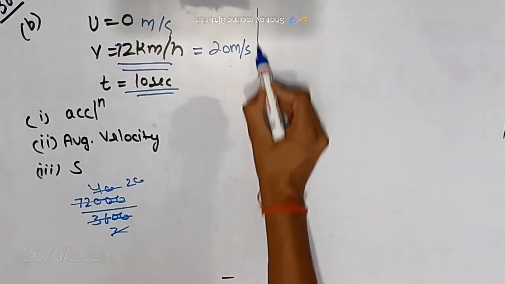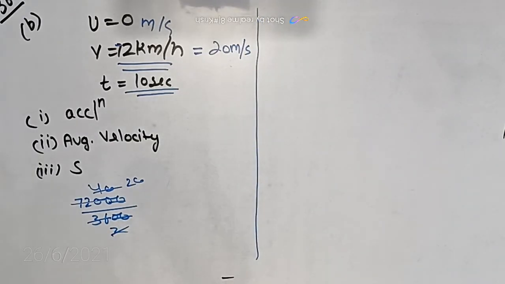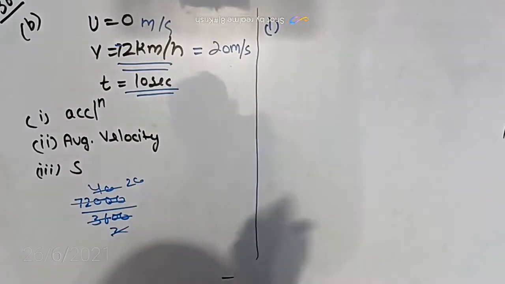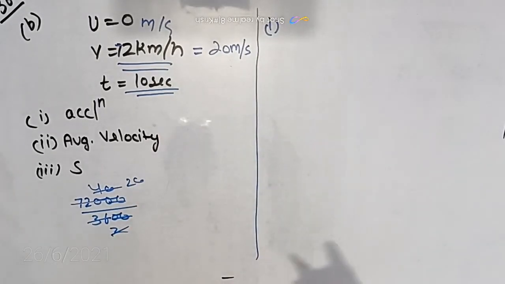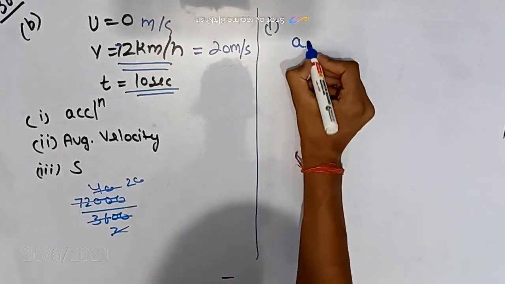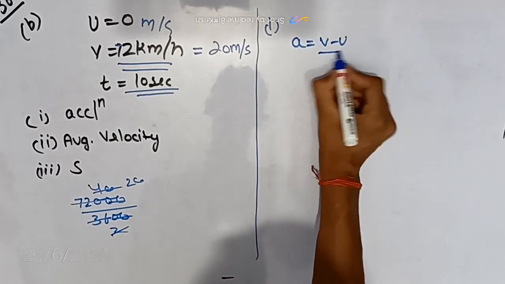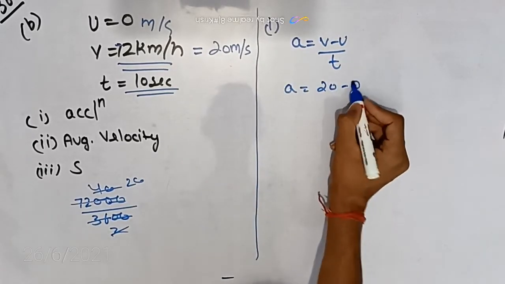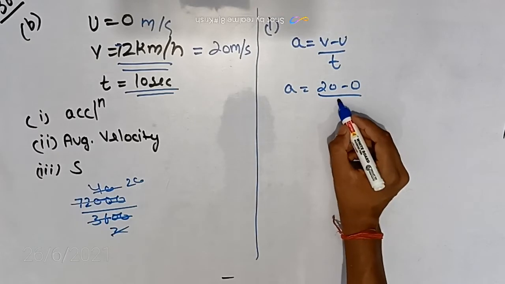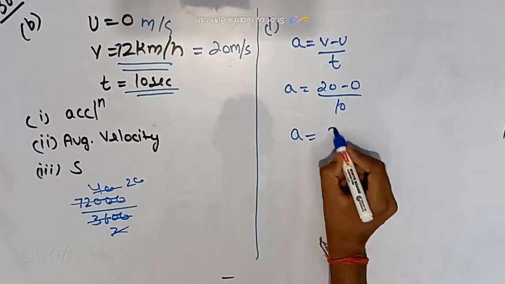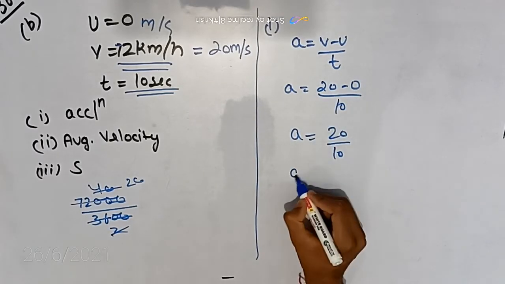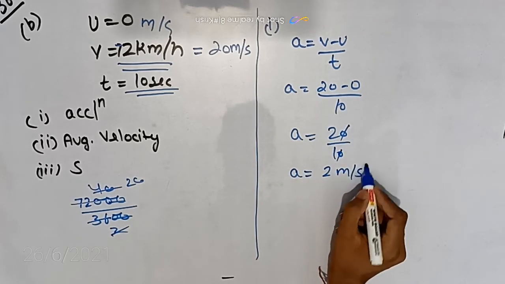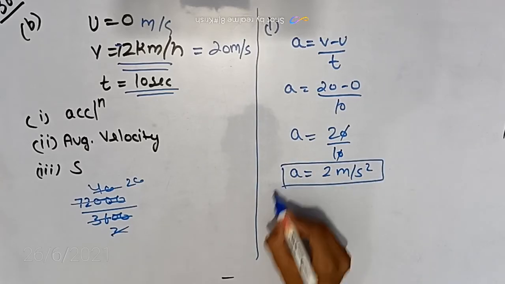So now let's find out what the question is asking. First of all we will find the first part, the acceleration. We will directly put in the acceleration formula, that is a equals v minus u upon t. a equals v, which is 20, minus u, which is 0, and time is 10 seconds. So a equals 20 upon 10. a equals 2 meter per second square. So this is our answer of the first part.